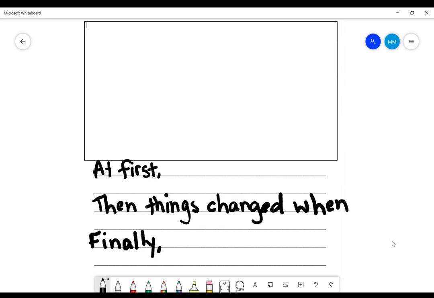Hello, second grade Smarties, and welcome to your first writing lesson. So, today we are going to be retelling the story of the little yellow leaf in 3 sentences.